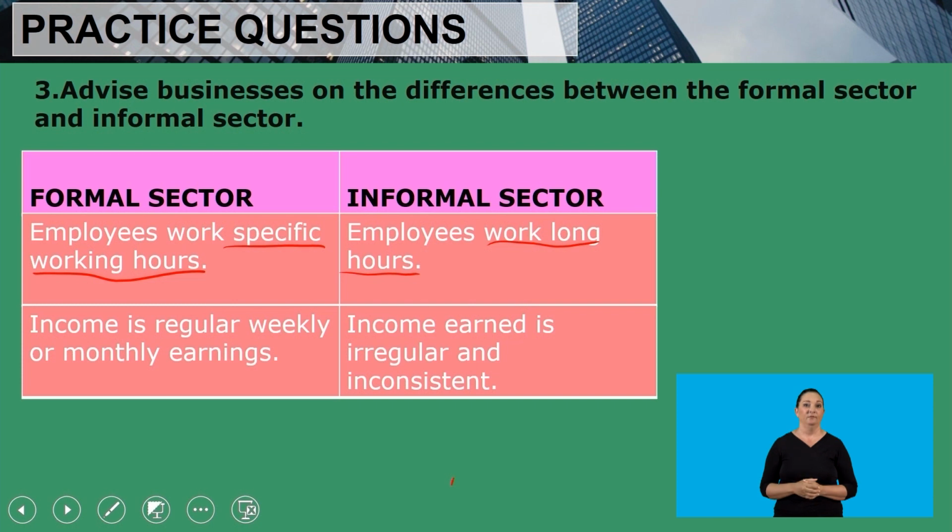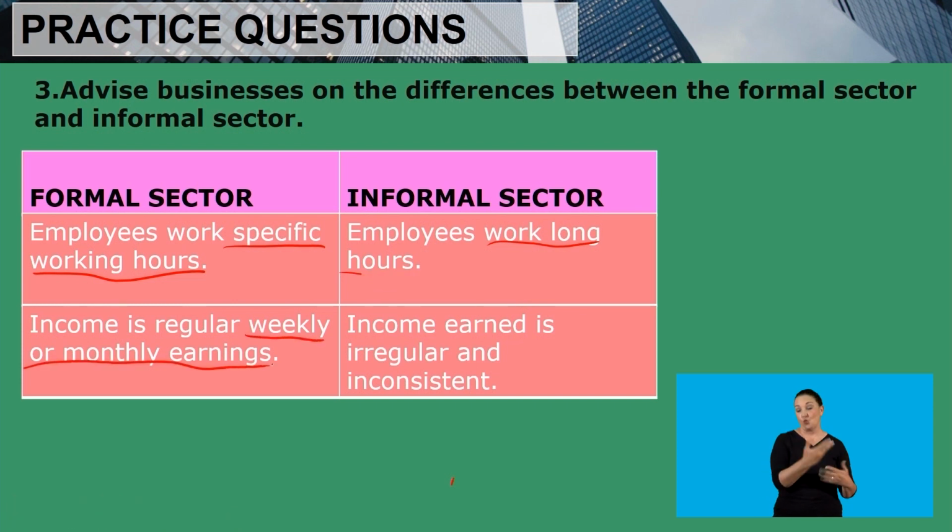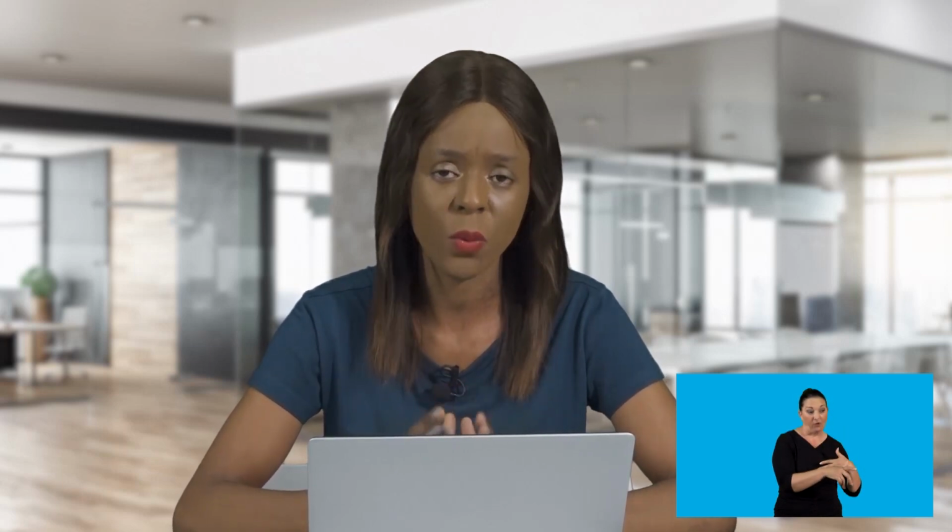Then income is regular, weekly or monthly earnings under the formal sector, while under the informal sector, income earned is irregular and inconsistent. Under the formal sector, like I've said, businesses are bound by legislation. So there's a contract signed by the employer and employee agreeing on payment, whereby the employee will be paid monthly or weekly. And surely employees get the money at the stipulated date that is written in the contract.